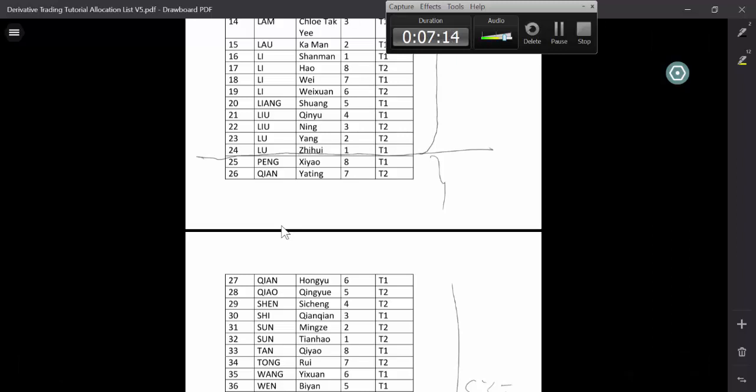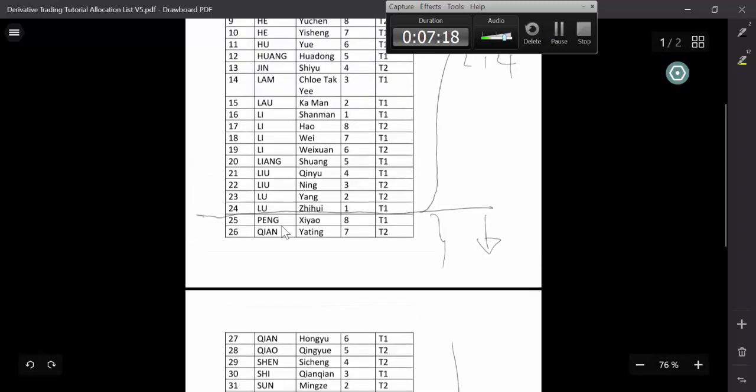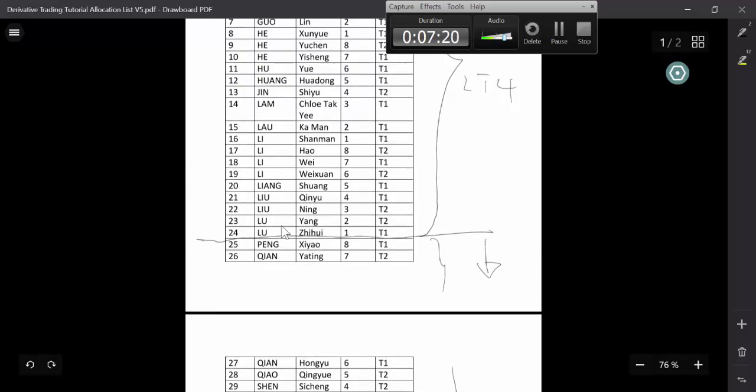Okay, from Pang Xiyou onwards will be LT5, with Lu Zihui. Is Zihui here? No? Zihui and above would be in LT4. So you can think of it that way. These are the 2 distinguished scholars. They are the cutoff line. So you think of your name in your head. Is everyone okay with that?